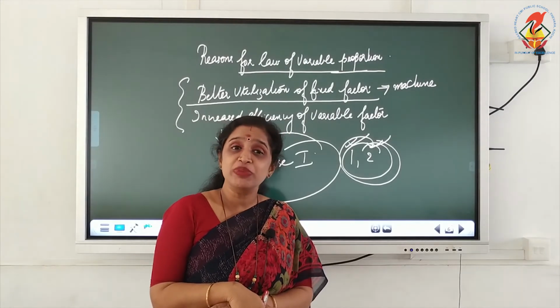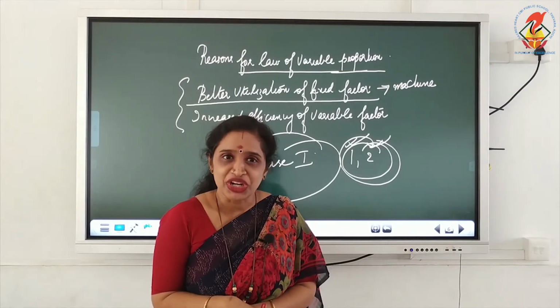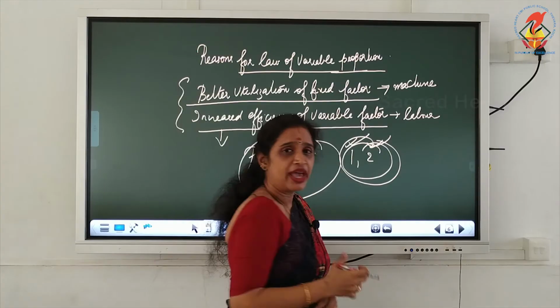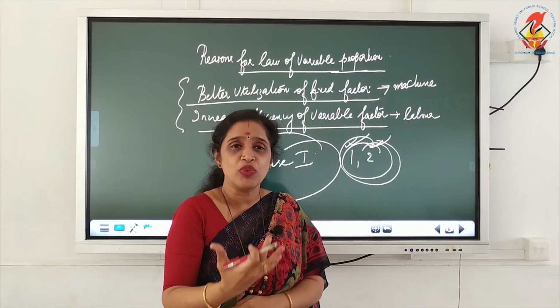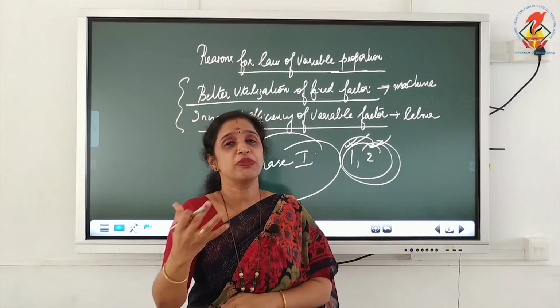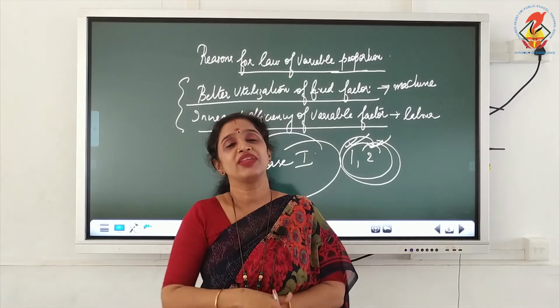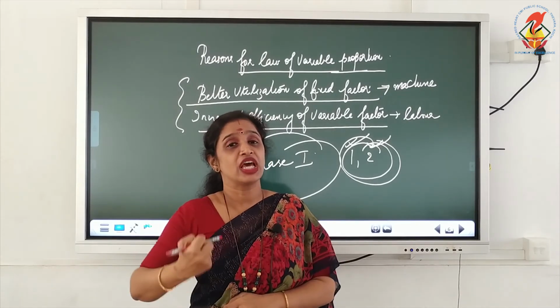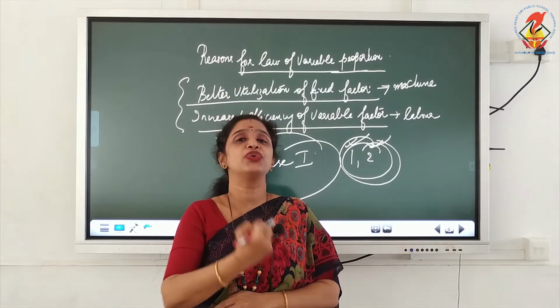They know what has to be done when they stand in front of the machine. Okay, increased efficiency of variable factor. Which is the variable factor here? Labor is the variable factor here. And this labor knows what has to be done when he stands in front of the machine, or these two laborers know what they have to do when they stand in front of the machine. So their work is getting efficient. They are becoming fast and efficient in doing their work.